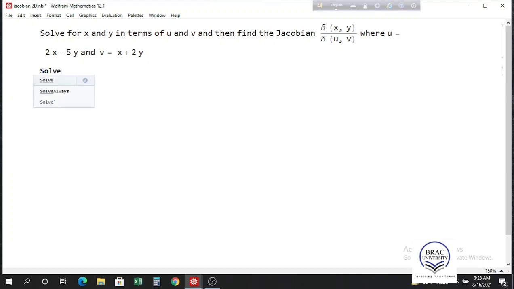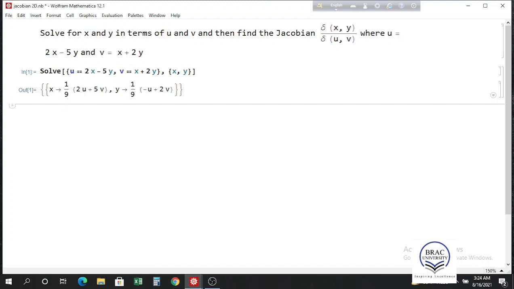So we can solve the equations. So u equals to 2x minus 5y and v equals to, so you have to use double equal sign, v equals to x plus twice y, and we want to know x and y. So we have got the expression for x and y in terms of u and v. Now we can find the partial derivative of x and y with respect to u and v.